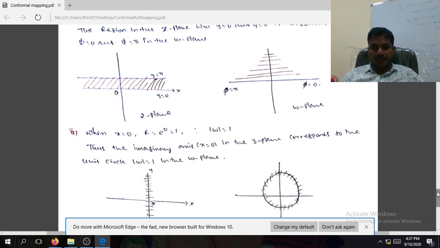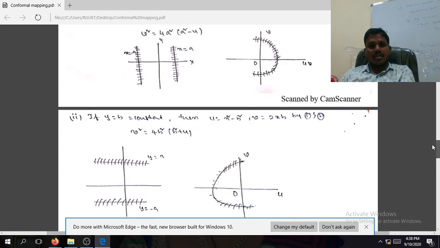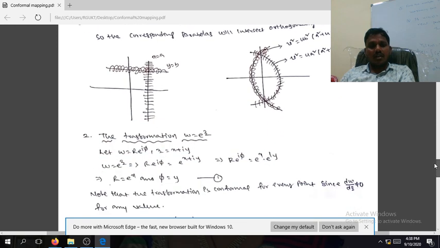Next one. When I am taking x is equal to 0, what happened? Capital R is equal to, under this transformation, e to the power of 0, that is 1. Right? R is equal to 1, W is equal to what? 1 into e to the power of i pi. The radius is 1.